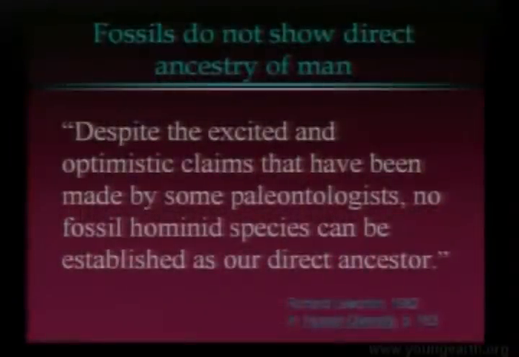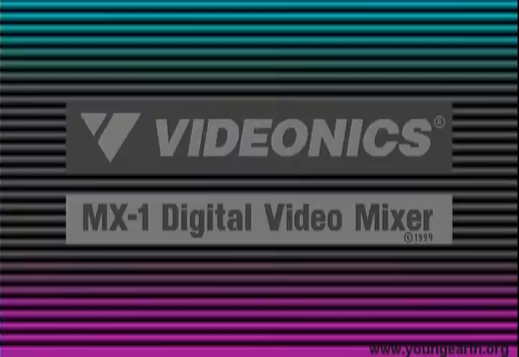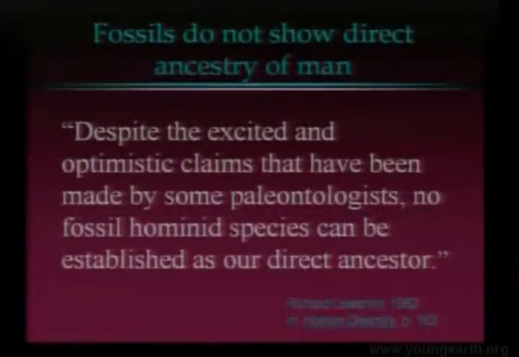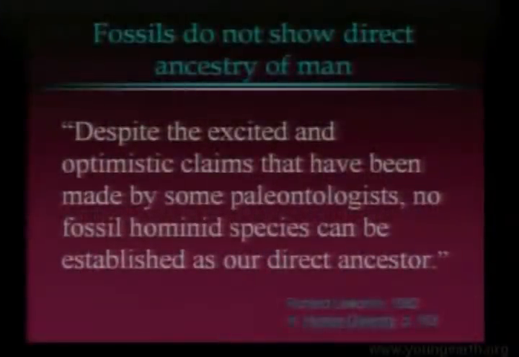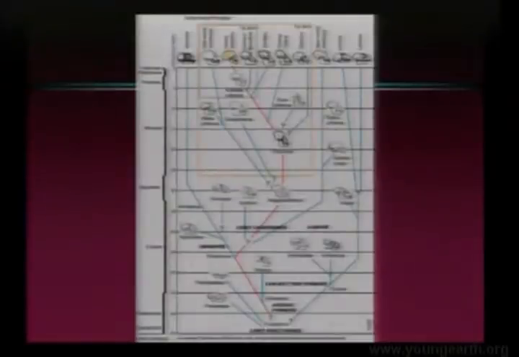But not all evolutionists are equally confident about our results thus far. Richard Lewontin is a professor at Harvard University. He's a self-professed atheist and Marxist and certainly an evolutionist. He said, and I quote, in Human Diversity, despite the excited and optimistic claims that have been made by some paleontologists, no fossil hominid species can be established as our direct ancestor. And you know, when you look at the tables, you certainly get that impression.